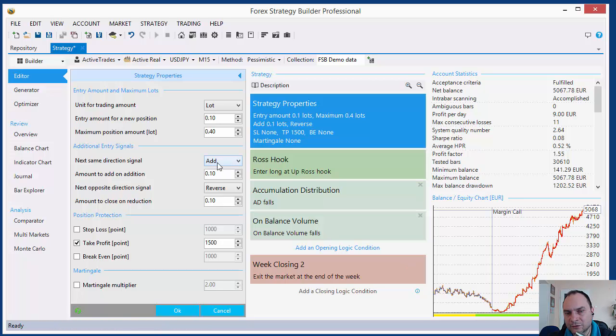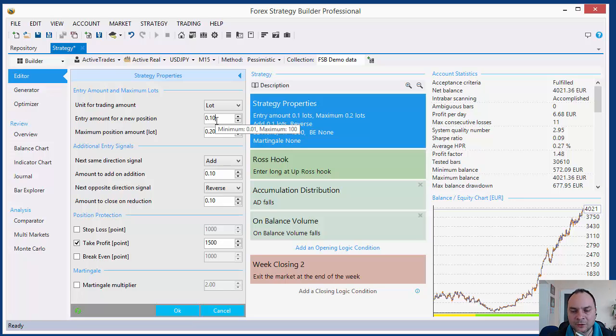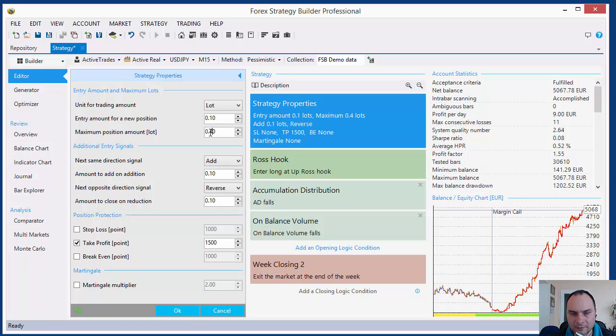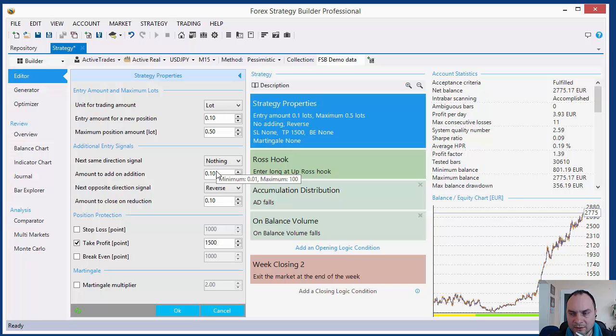If it adds to the position, how many times does it add? I will limit the adding up to one time, so it will open 0.1 lot, and I will allow one adding, because when I set the maximum position amount here, the strategy is not allowed to open more than that number. And let's try with 3. It's the same. 4, 5. Or let's check without adding.